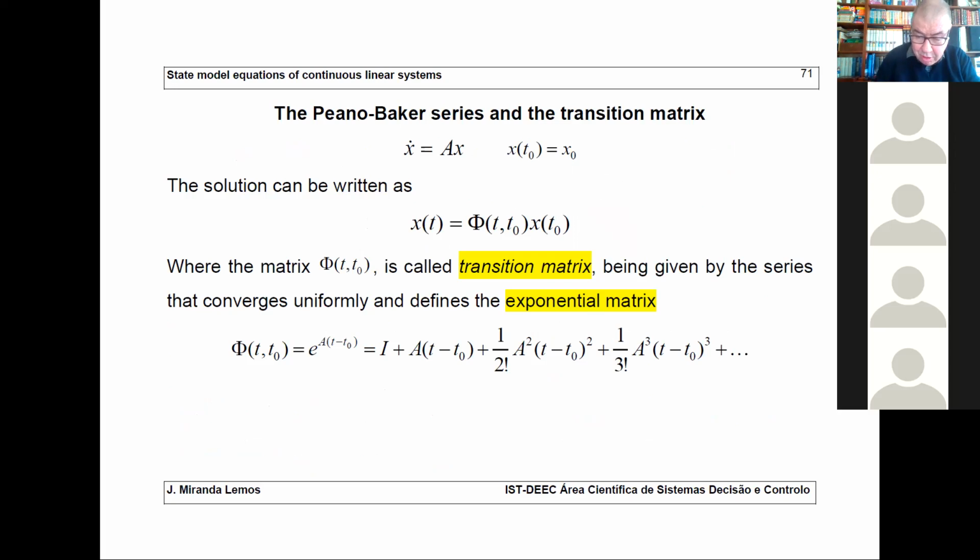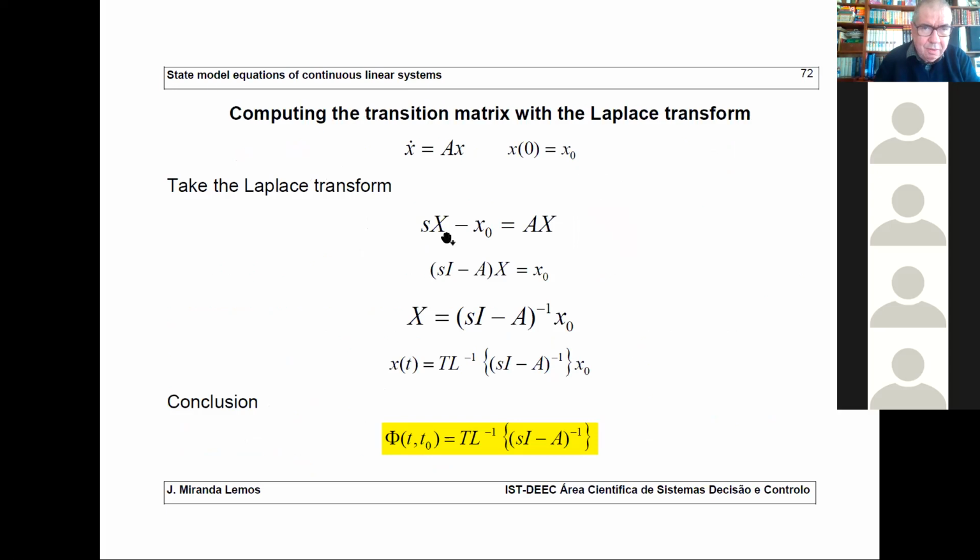Laplace transform. Okay, you can solve it with the Laplace transform. So let's solve it with the Laplace transform. So apply the Laplace transform. And when you apply the Laplace transform, now you don't consider zero initial conditions, you consider general initial conditions. So the Laplace transform of x dot is sx minus x0. Okay, and you solve it with respect to x.